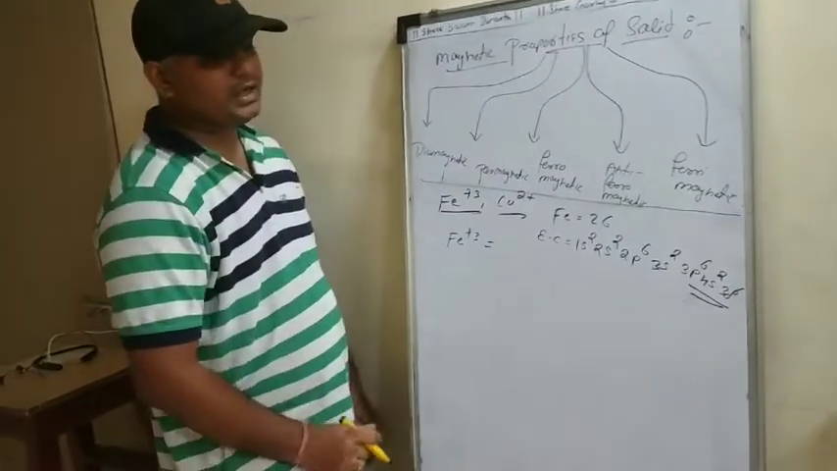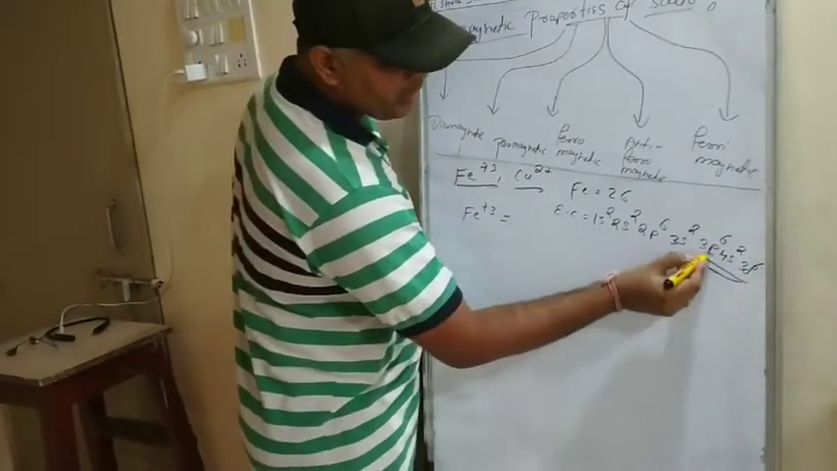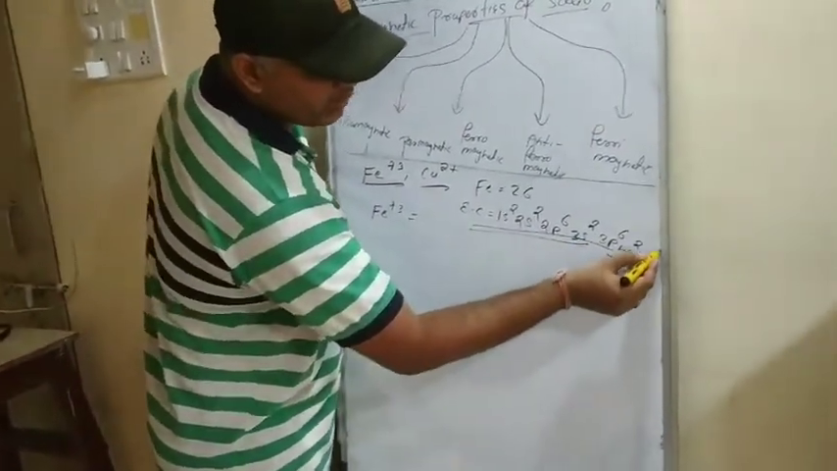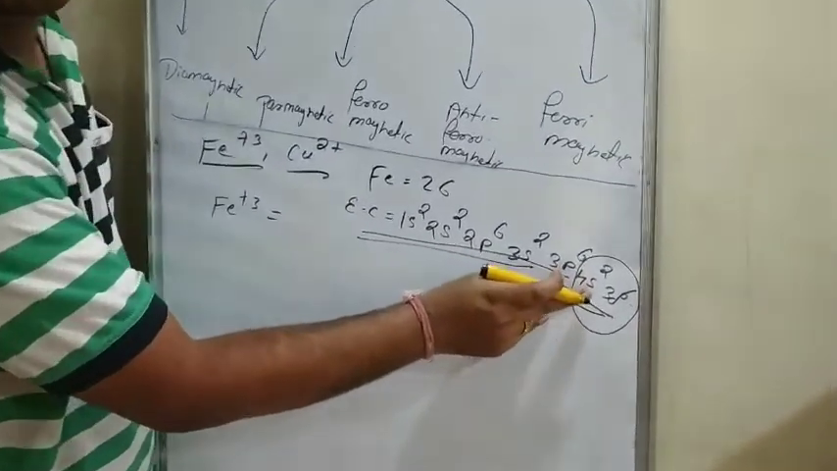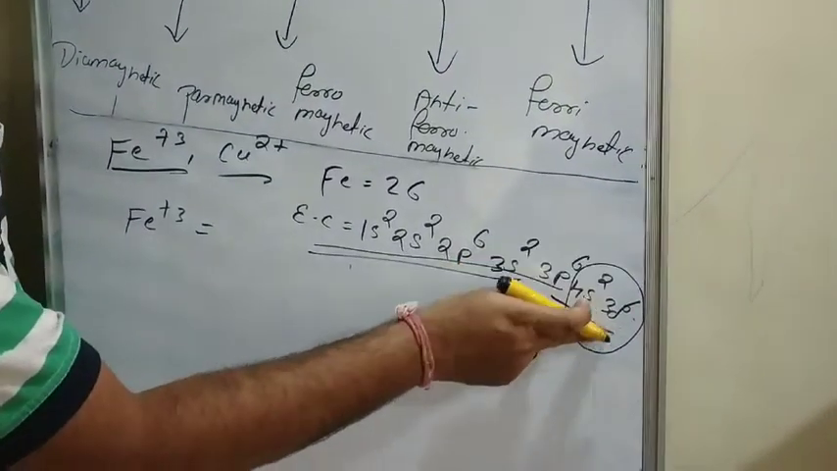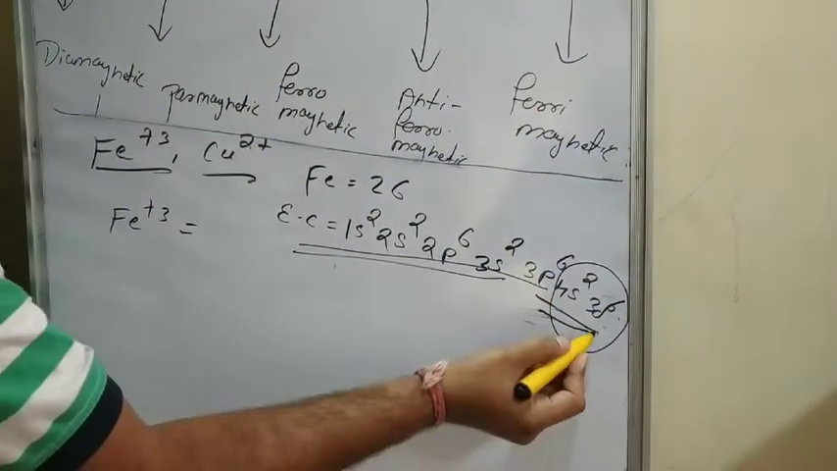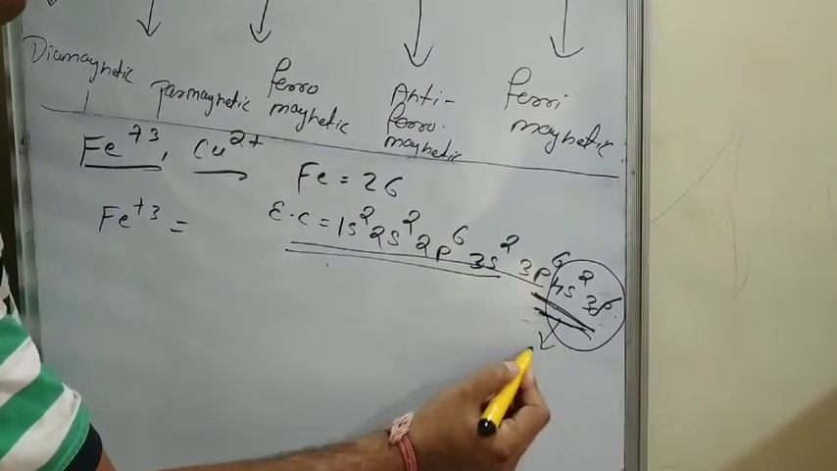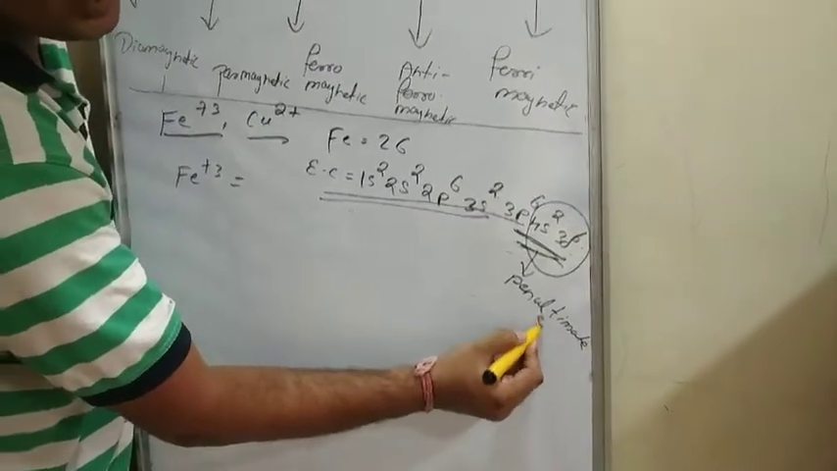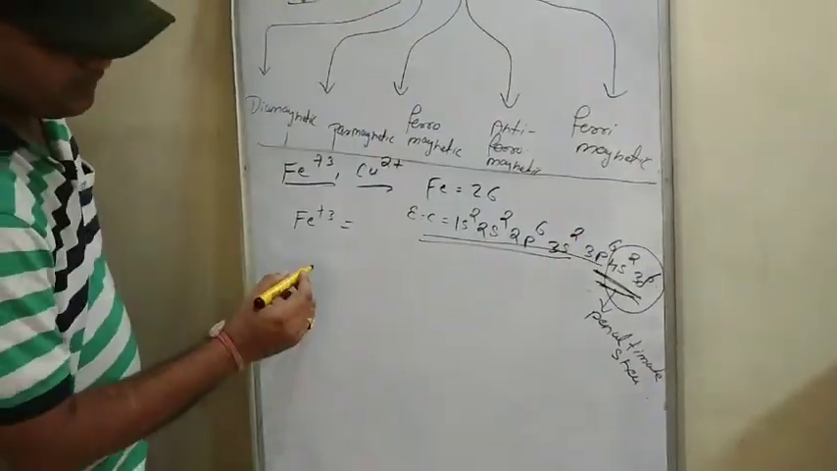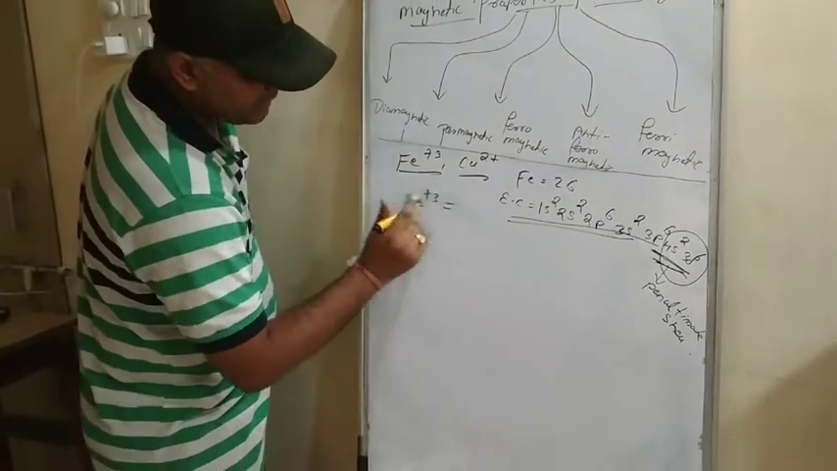So what happens in the Fe plus 3? Only look for this configuration. Come a little bit closer. Look at this configuration, 4s2 3d6. This is very, very important. That is said to be the penultimate shell. Penultimate shell. This is very important, right? So we will take this.